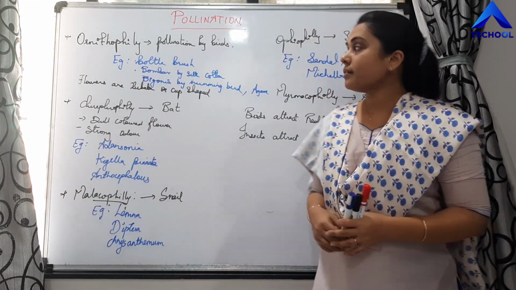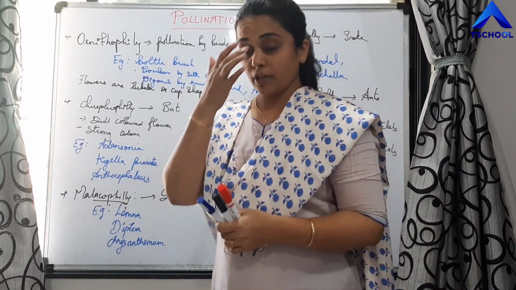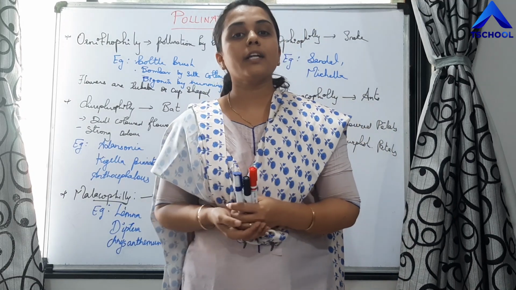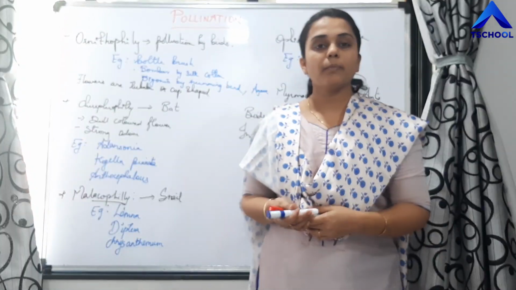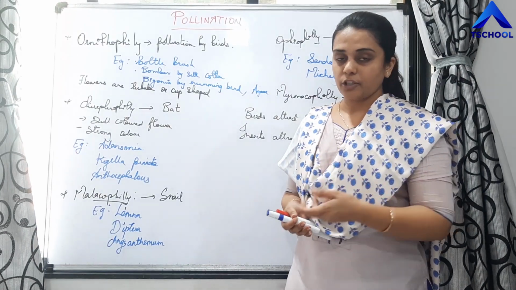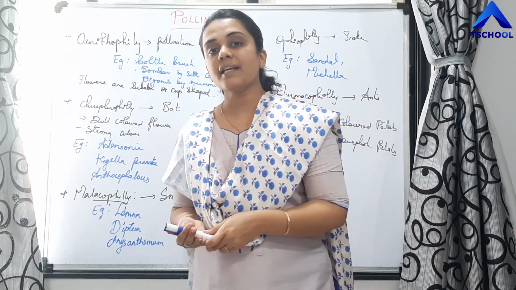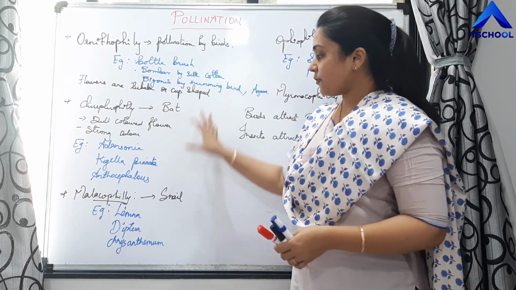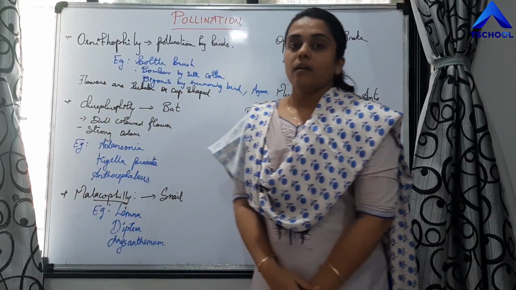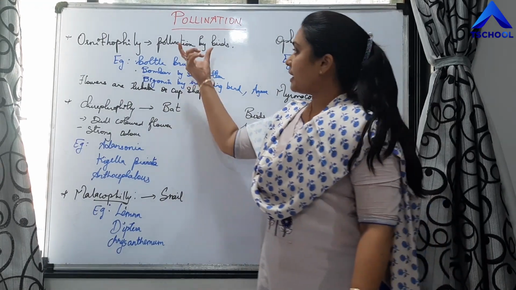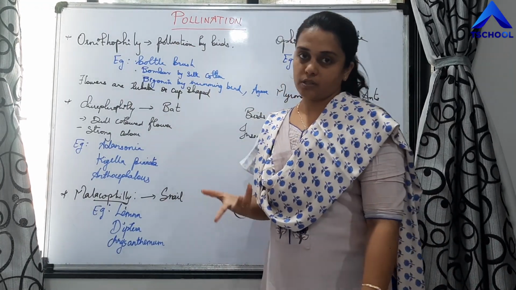We have studied about different types of pollinations. We have studied abiotic components involved in pollination, that is wind and water, and biotic components such as insects. Pollination by insects is called entomophily. There are a few other types which we have to study briefly. That is ornithophily. It is pollination by birds, right?